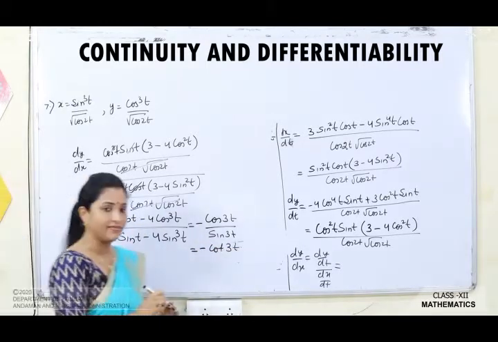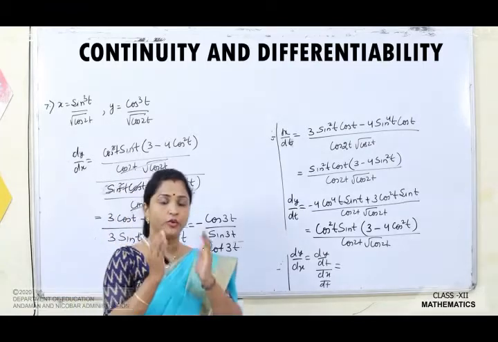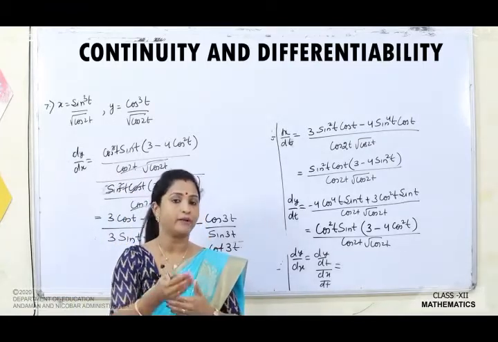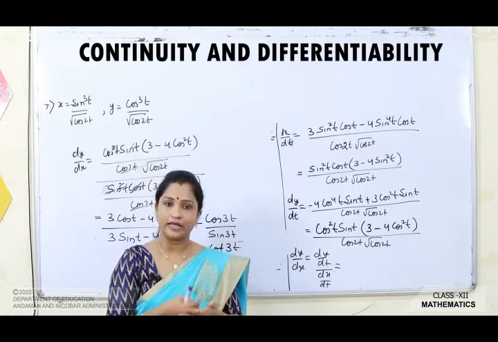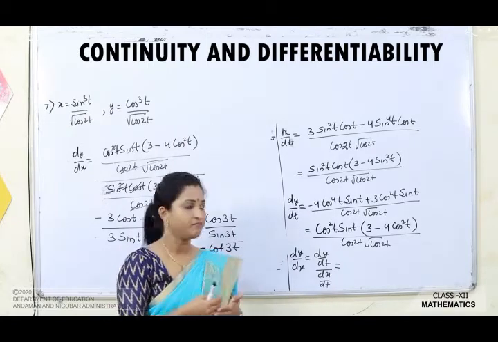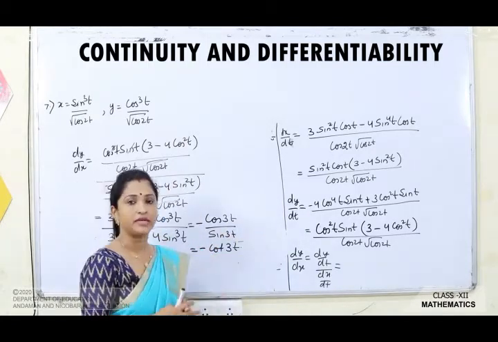This question is little lengthy, but as I told you, if you do it part by part carefully, applying quotient rule properly, applying the formula, chain rule, everything, I think this part will be very easy for you to solve.